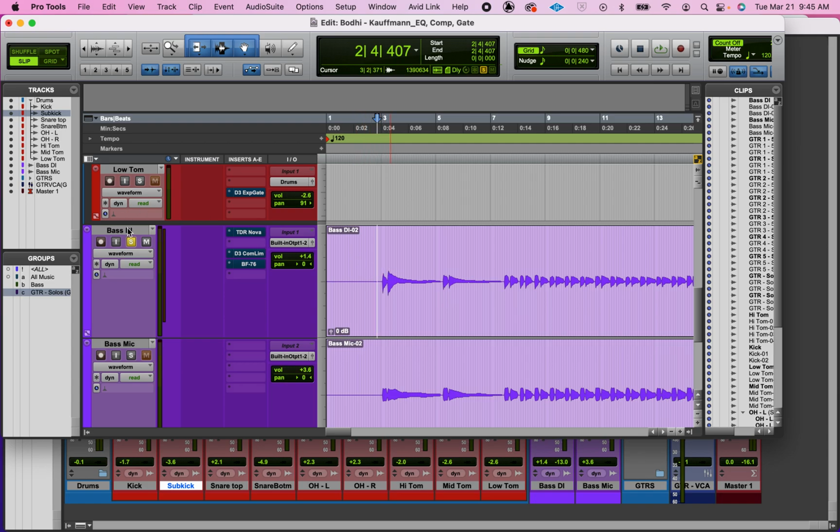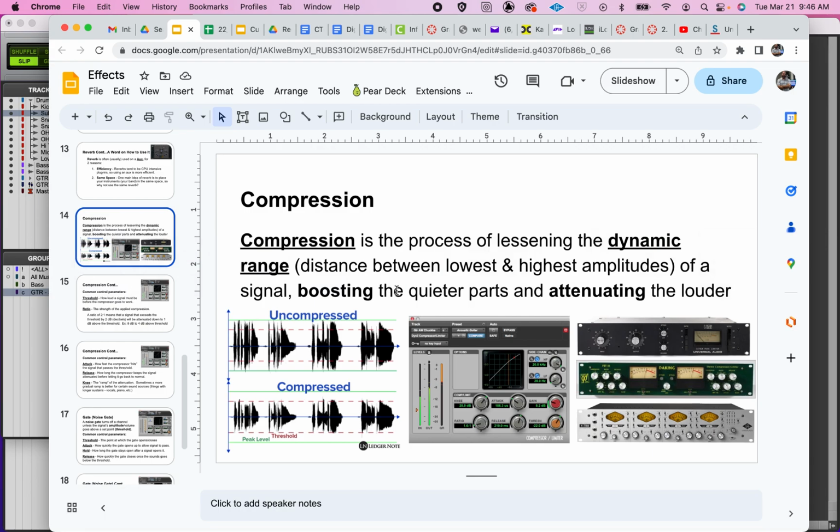Starting with the bass, and I'm starting with the bass DI. First, let's talk about what compression is and define some terms. Compression is a processor that controls the dynamic range of a signal. And the dynamic range is defined as essentially looking at waveforms, the distance between the lowest and highest points of amplitude, the troughs and the peaks.